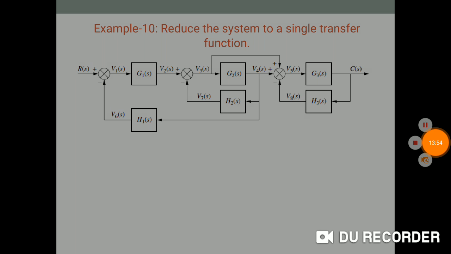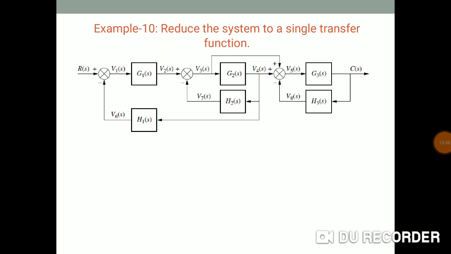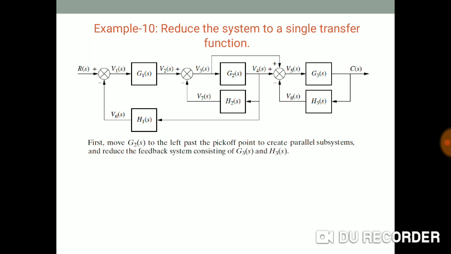Next we'll discuss reducing the system to a single transfer function. Here there is one input and one output, but the number of blocks is larger, so it is somewhat complicated. But for complicated examples, we just follow the steps one by one, and easily we will get the answer. First, move G2(s) to the left past the pickoff point to create a parallel subsystem, and reduce the feedback system consisting of G3(s) and H3(s).